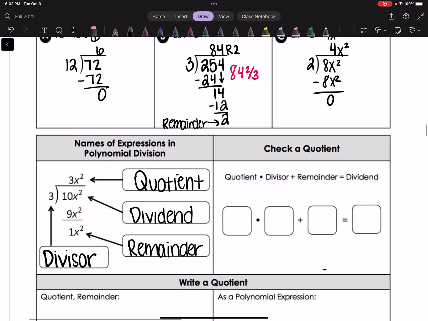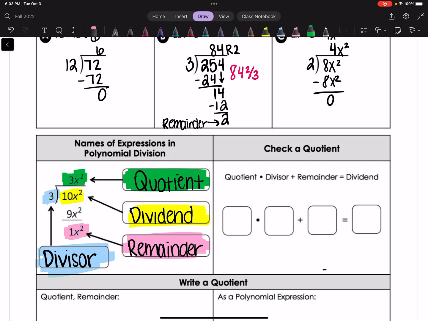So our main vocabulary when we're looking at long division is our 4 terms here. So the number that's being divided is called our dividend. In this example, our dividend is 10x squared. The number that we're dividing by is called our divisor. In this case, it is 3. If we have a term that's left remaining and we can't divide it anymore, we call that our remainder. And then our number that goes on top of our long division is called our quotient.